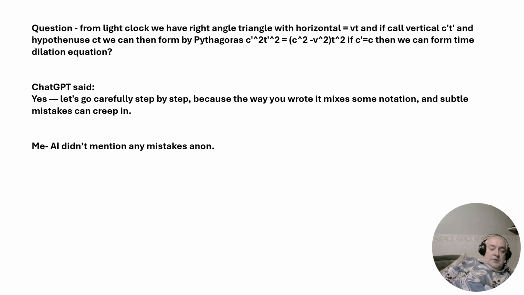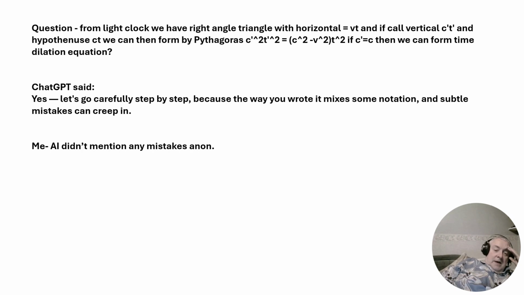So the question I'm offering to AI is: from a light clock we have a right angle triangle with horizontal distance equal to VT, a vertical of C prime T prime, and a hypotenuse CT. We can then form by Pythagoras this equation, and in that equation if C prime is equal to C, then we can form the time dilation equation? And AI ChatGPT says yes.